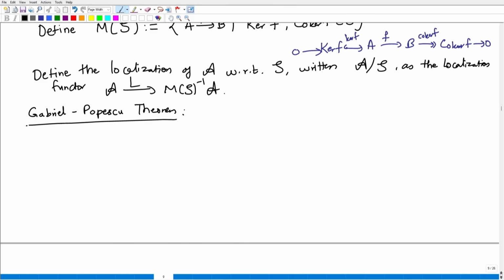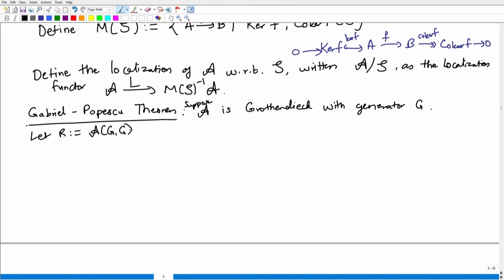Gabriel was a student of Grothendieck. His PhD thesis had a lot of interesting things. So Gabriel Popescu theorem, let me state that. So A is Grothendieck with generator G. I mean, sorry, I should say suppose A is Grothendieck with generator G. Let R be A(G,G). Do you understand what R is?